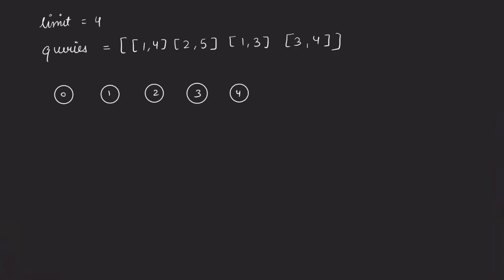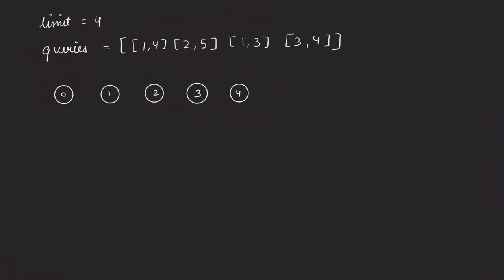So what they are saying is that in the input, we are given an integer limit and an integer array queries. This limit denotes that there are limit plus one number of balls. So here the limit is 4, so we have a total of 5 balls which are labeled from 0 to 4, and these are those balls. Now this queries array is denoting that ball 1 is being colored with a color of 4. Ball 2 is being colored with a color of 5.